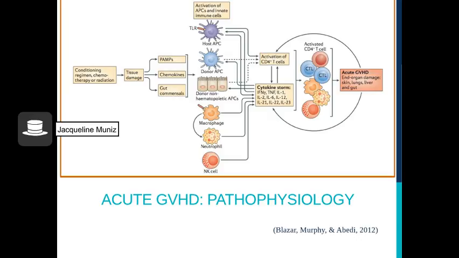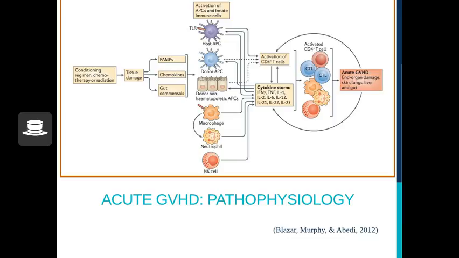It is extremely important to understand the pathophysiology of graft-versus-host disease in order to grasp its effect on immunocompromised patients post-hematopoietic stem cell transplant. We can also use this knowledge to further research prevention and treatment methods.